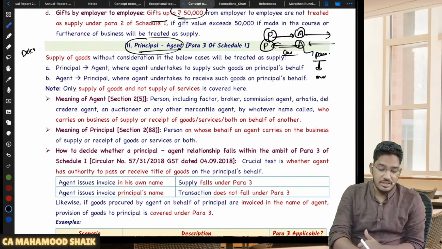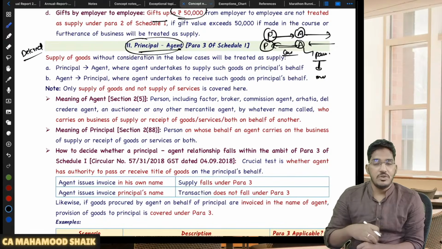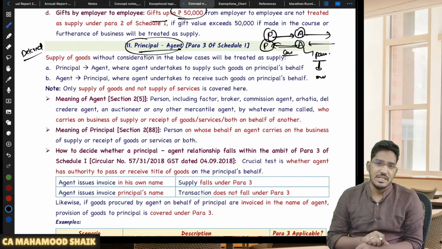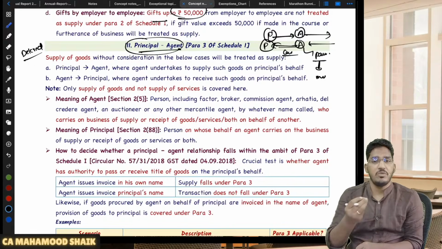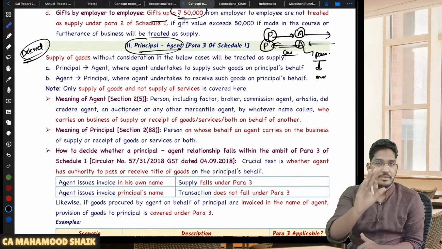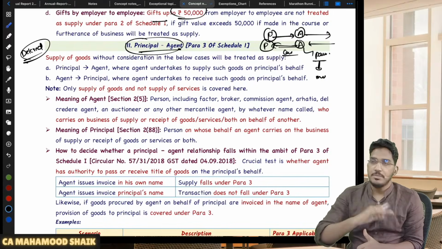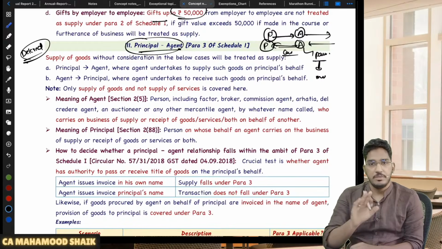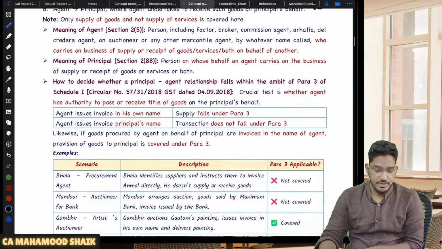Sir, will a del credere agent, there is one circular here, also get covered under para number 3? Yes, he will also get covered under para number 3, provided the same condition. If the del credere agent is giving the invoice in his own name, then such a del credere agent also will be deemed as agent under para number 3, and supply of goods between principal and del credere agent also will become supply even if done without consideration.